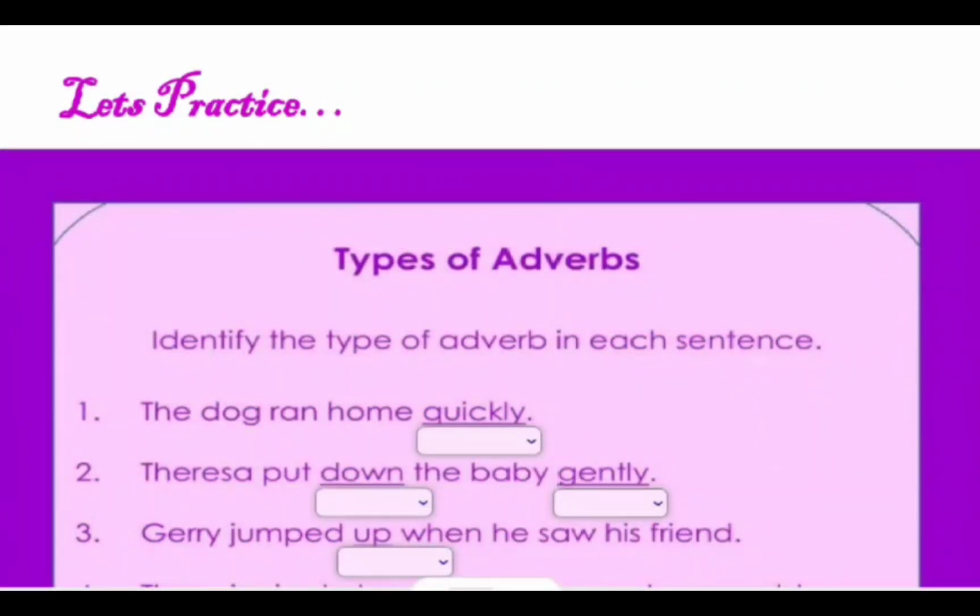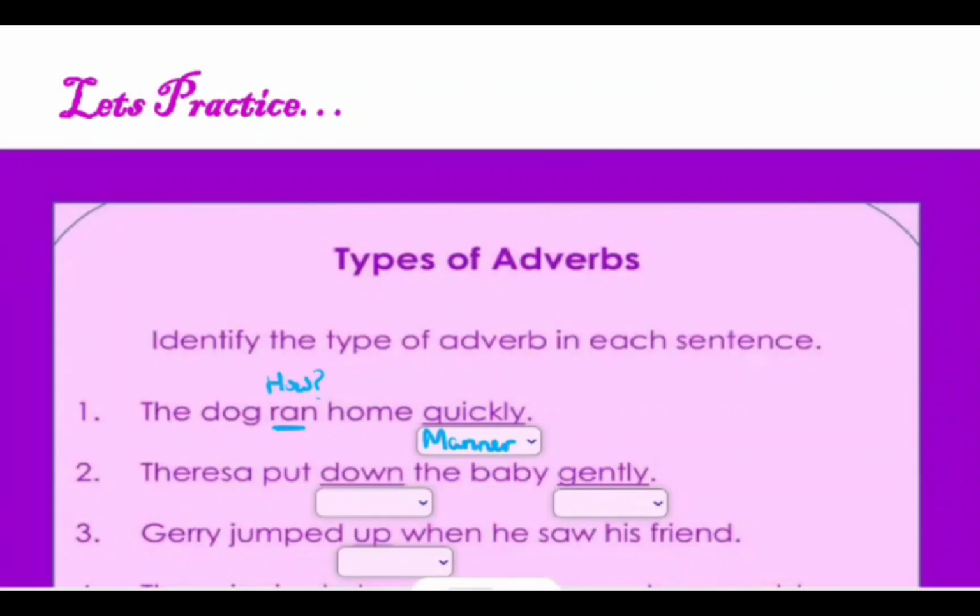Come on, let's practice. Let's do a worksheet on this. Types of adverbs. Identify the type of adverb in each sentence. Okay. So the dog ran home quickly. Ran how? Ran quickly. So you get the answer of how. That means this is adverb of manner.